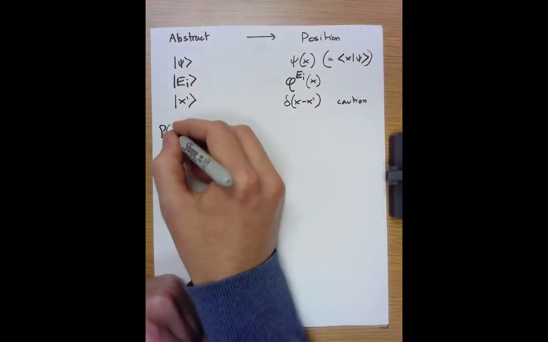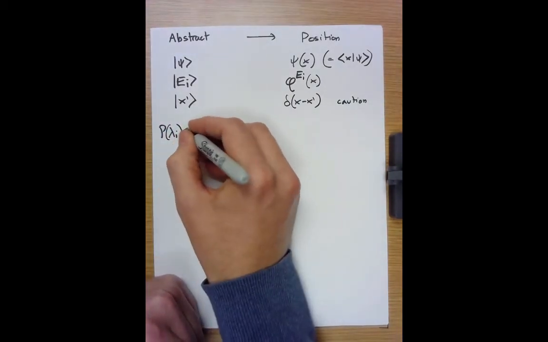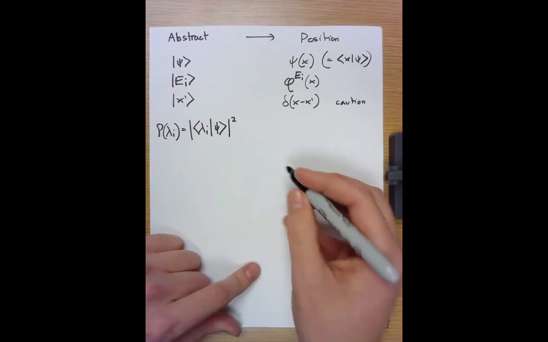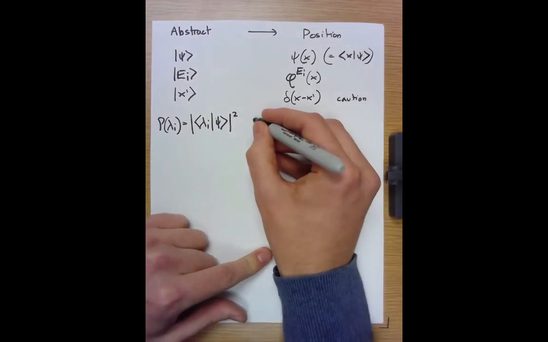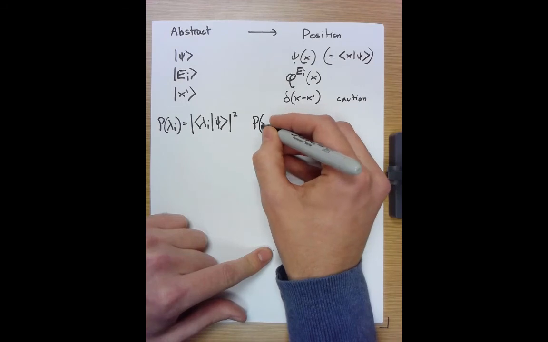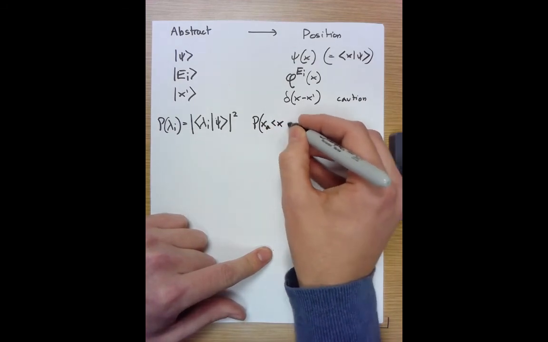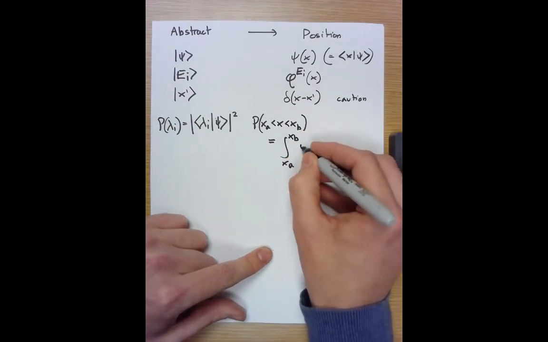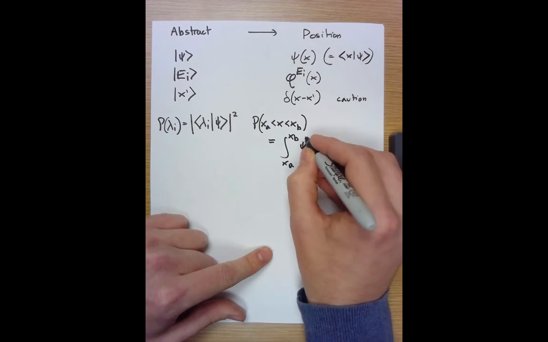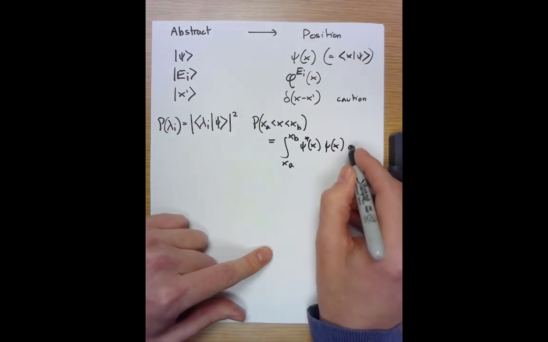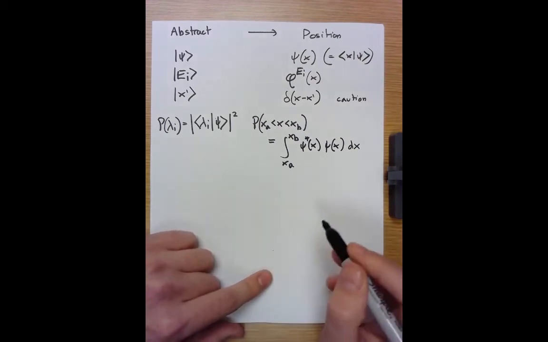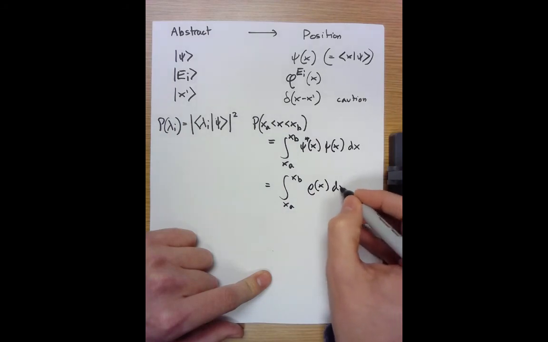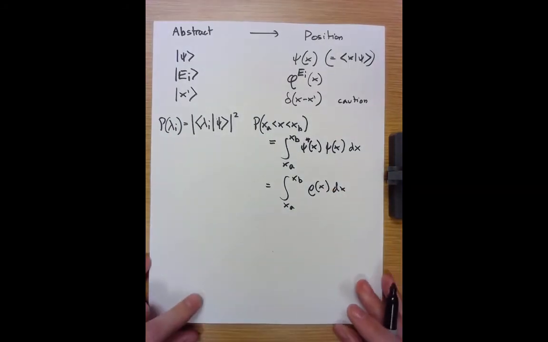In the abstract basis, to find the probability of measuring a particular eigenvalue of an observable, you take the square modulus of the inner product of the eigenstate with the state we're measuring. In the position basis, we calculate the probability of measuring x between two particular points, x a and x b, and that's the integral between x a and x b of psi star x psi x dx, which is also equal to the integral from x a to x b of rho x, because this is just the definition of the probability density.